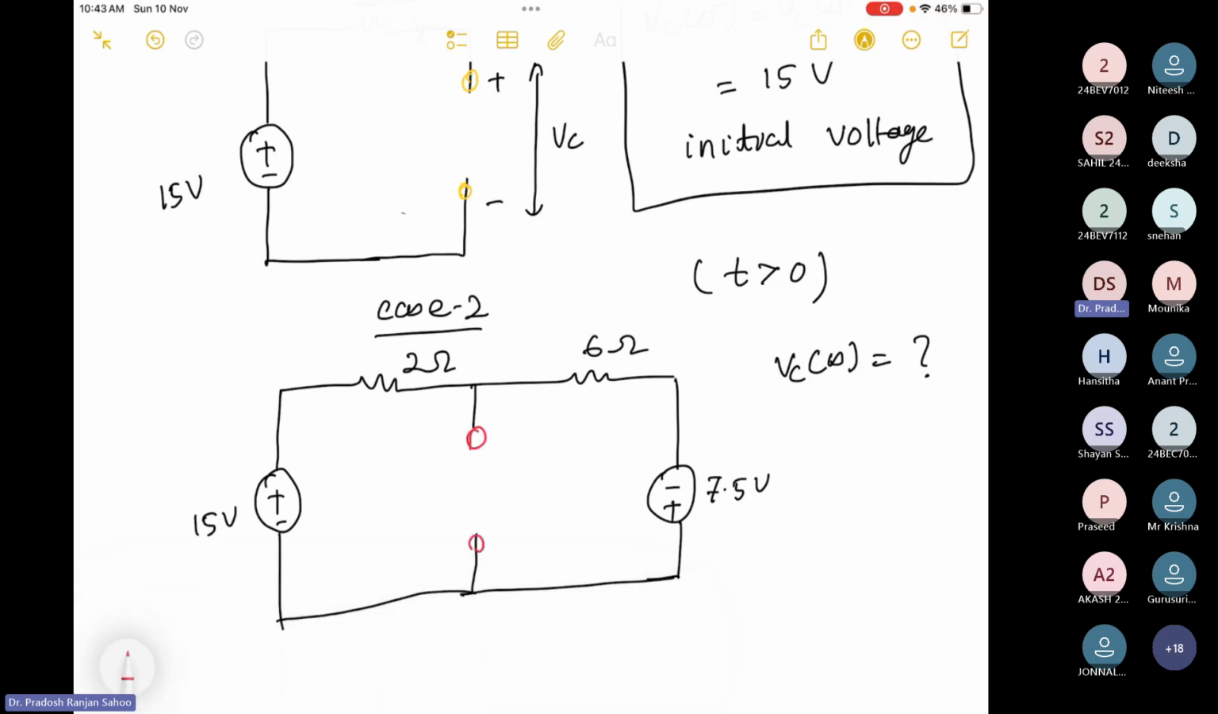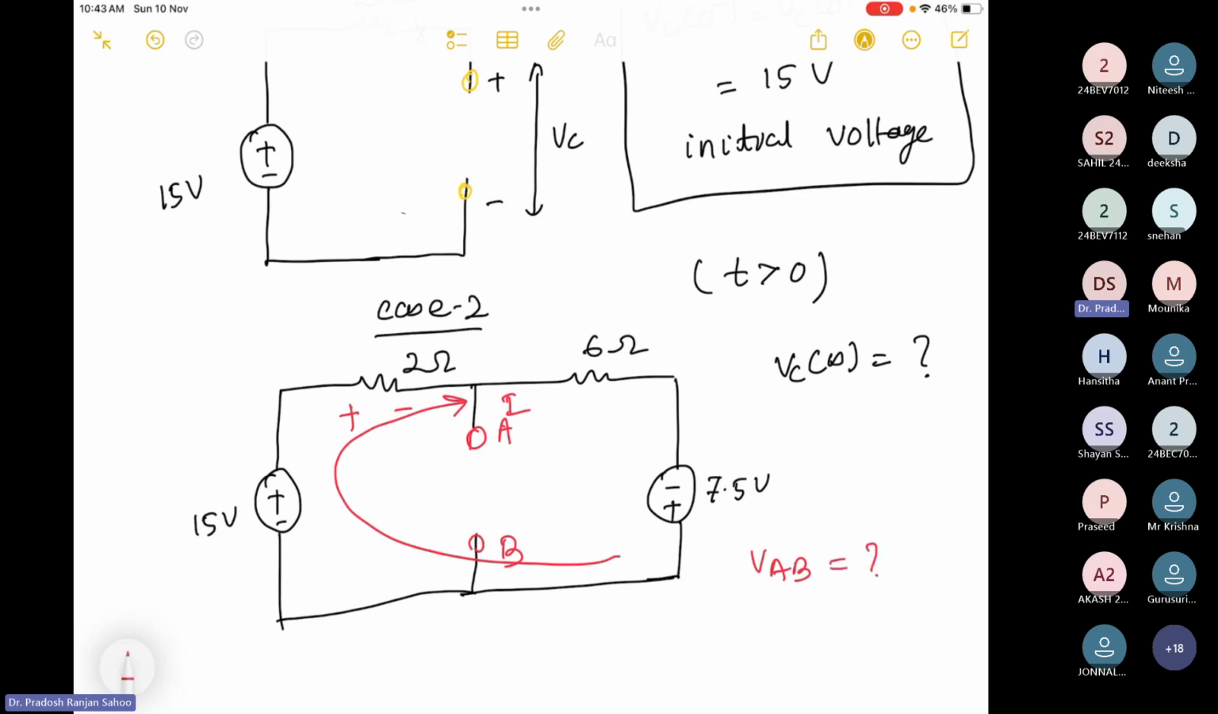This is your A. This terminal is B. So I need to find out what is VAB. Okay, so how to find out VAB? You can see here, this is the closed circuit. I can find out the current here. Once I find out the current here, I can find out what is the drop here. Then I can find out what is VAB.